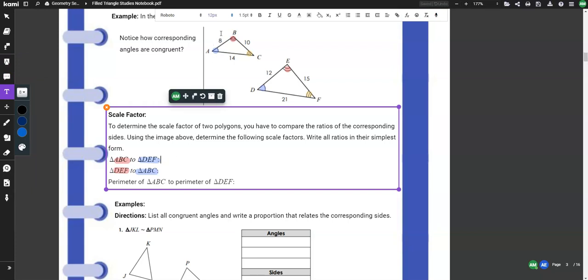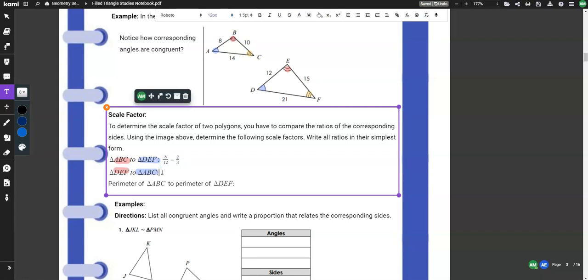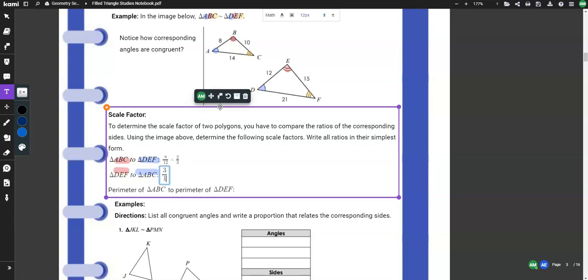I'm going to use AB and DE for all of these. So we have 8 over 12. That's just the ratio. Both of these are divisible by 4, so it's 2 over 3. And we can get the same thing if we run 10 over 15, they're both divisible by 5, 2 over 3. It's going to be the same each time. And for the reverse, all we have to do is flip it. So now it's 3 over 2. I don't have to do the math again because we already did the math.